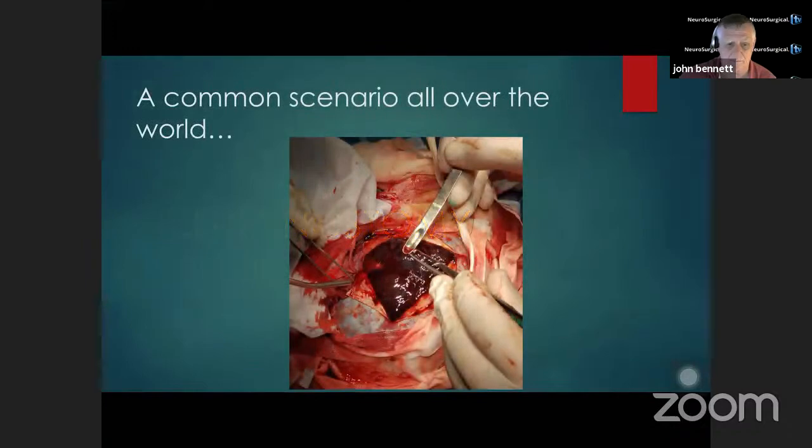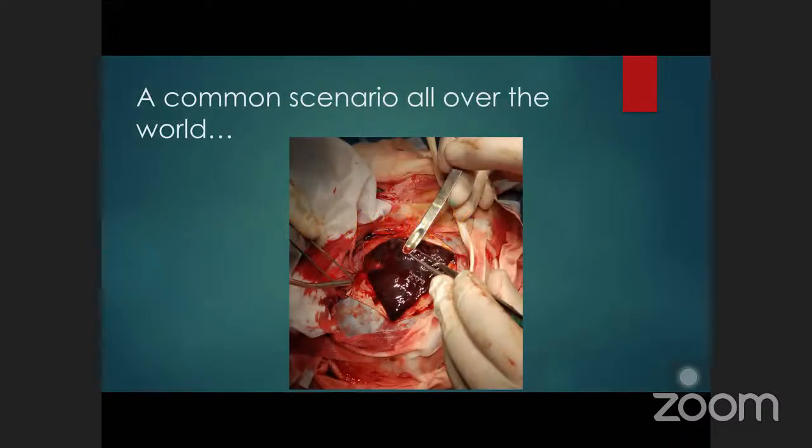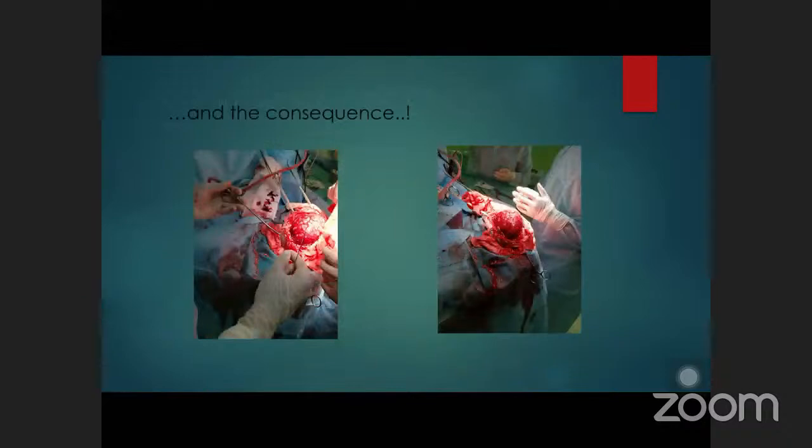Okay. So this is a common scenario all over the world. In fact, the most common scenario, more than any tumors, more than any aneurysms, the most common scenario that you will see is trauma, and this is an acute subdural hematoma. This surgeon is removing the acute subdural hematoma, and this is what happens. And I'm sure this is a pretty common scenario too. I'm sure all of you would have seen this. How do you avoid this?